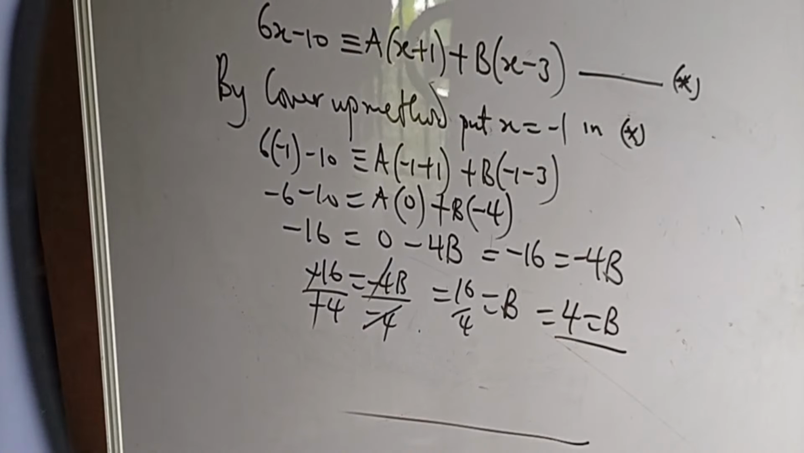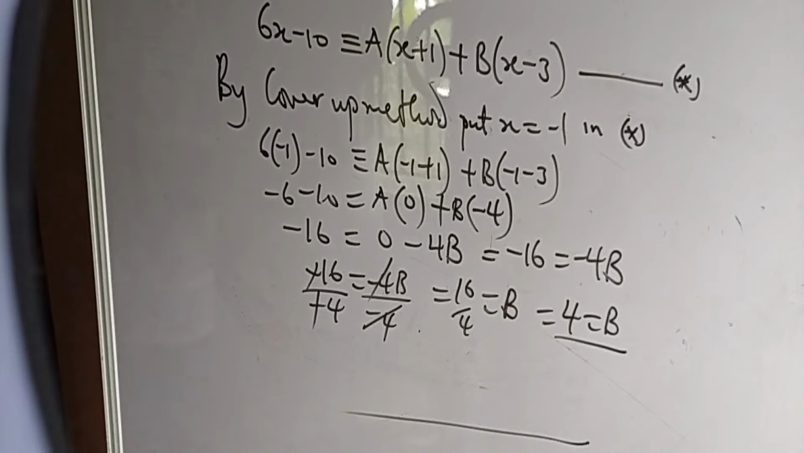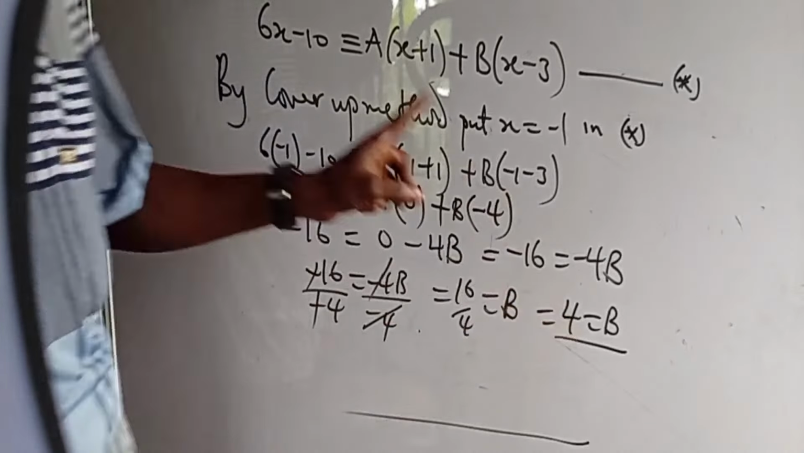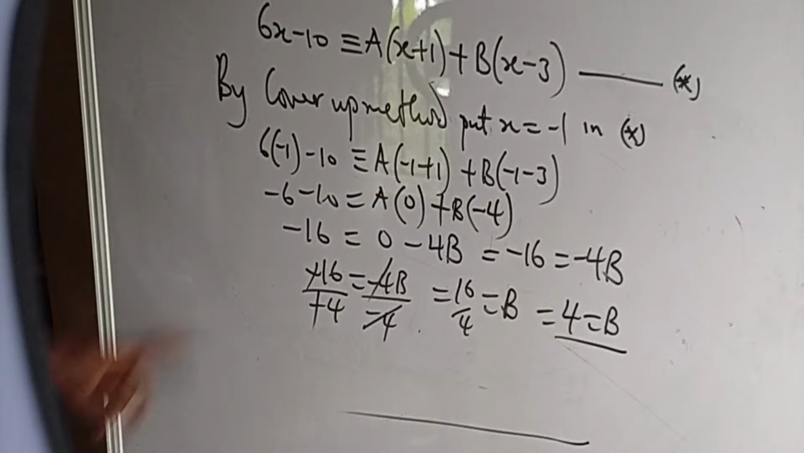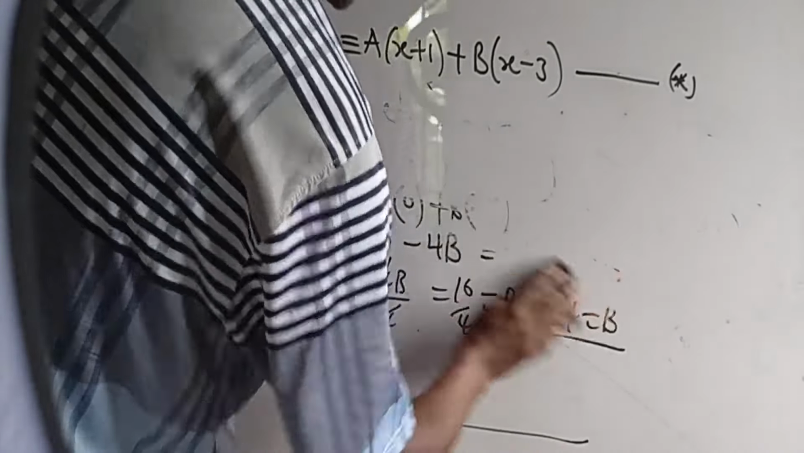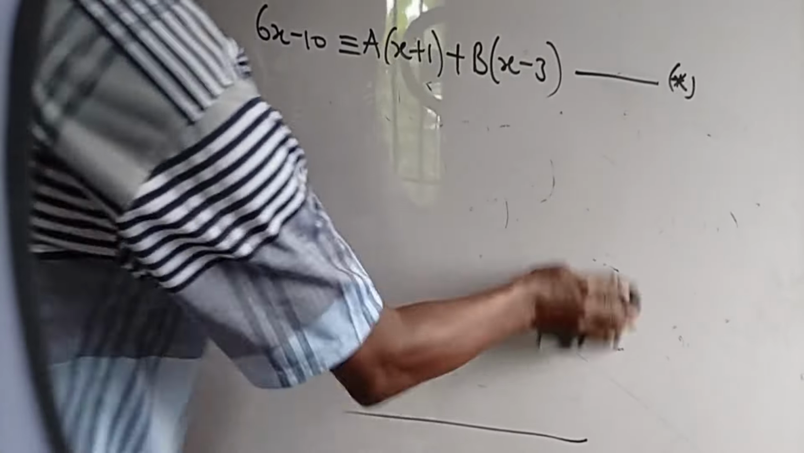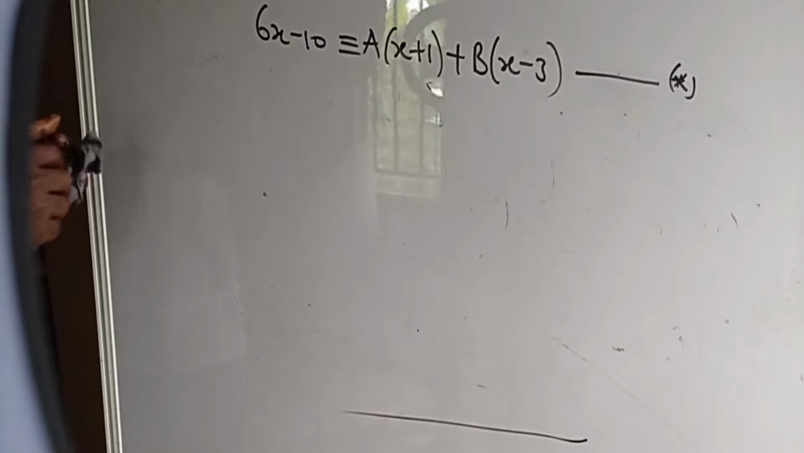So our answer for B is equal to 4. Now that B is equal to 4, how do we get A? Beautiful. You just use the same principle. Observe closely that for us to get B, we eliminated A. So for us to get A now, we will eliminate B. Let's try that. B is equal to 4. Don't forget that. Let's write that somewhere: B is equal to 4.